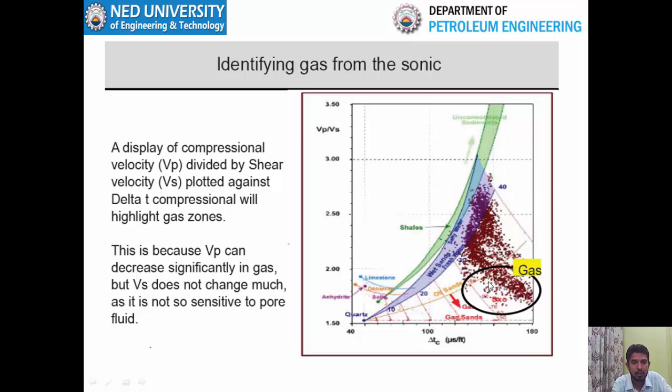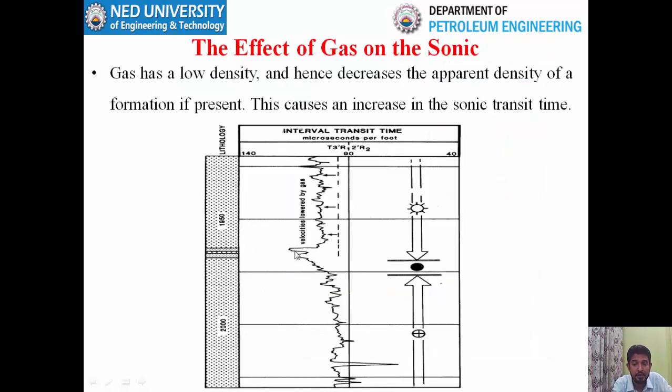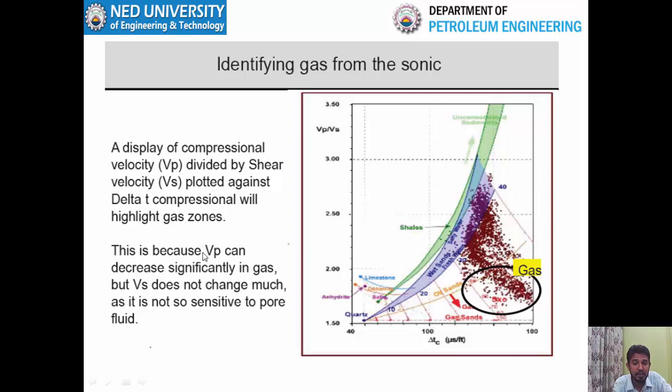likely a gas zone, because Vp decreases significantly in gas, as we have seen that the transit time increases in the gas zone. We have seen that velocity is the inverse of the transit time. So transit time increases, which means velocity decreases. So Vp decreases significantly in gas, but we know that shear waves are not affected much, because shear waves do not pass through the fluids. Shear waves will only flow through the solids. So Vs does not change.